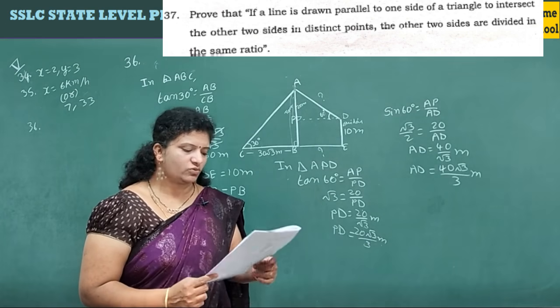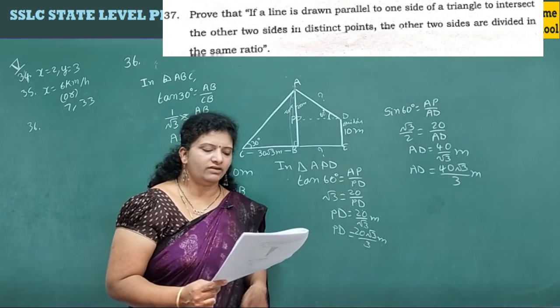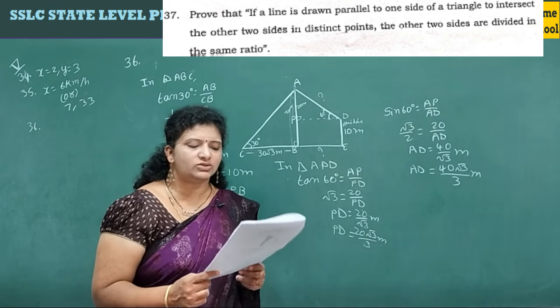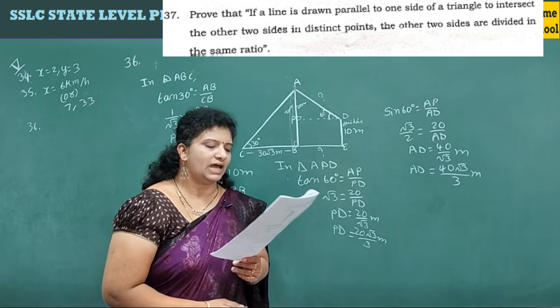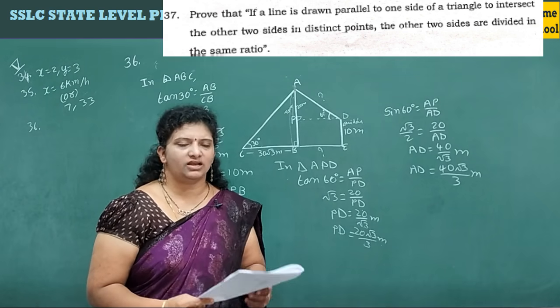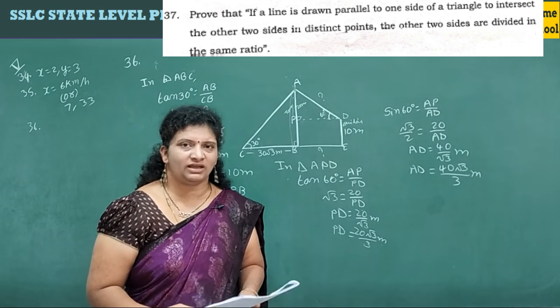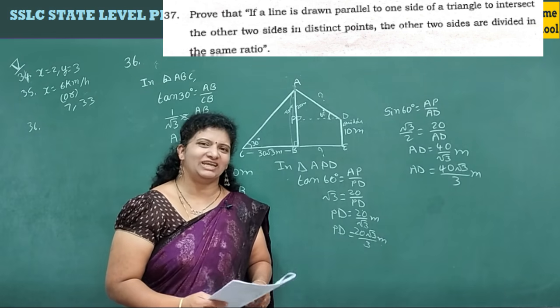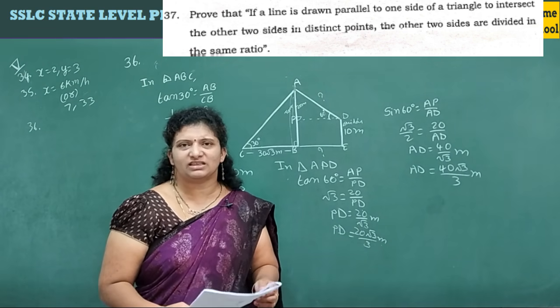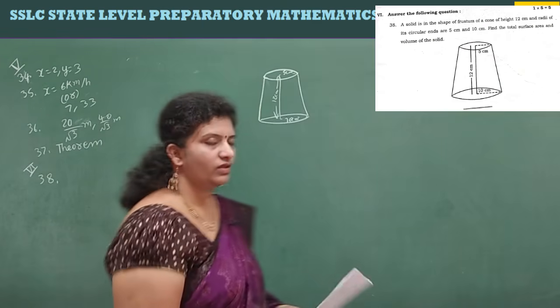Coming to your last question in this. Prove that if a line is drawn parallel to one side of a triangle to intersect the other two sides in distinct points, the other two sides are divided in the same ratio. This theorem, the 37th one, is nothing but the basic proportionality theorem. It is also known as Thales theorem. Very easy theorem, directly you can write it.